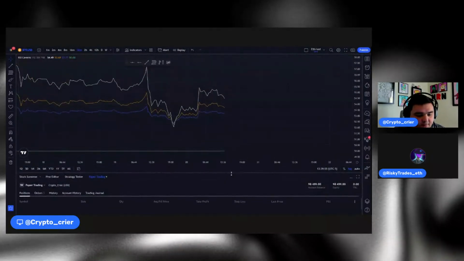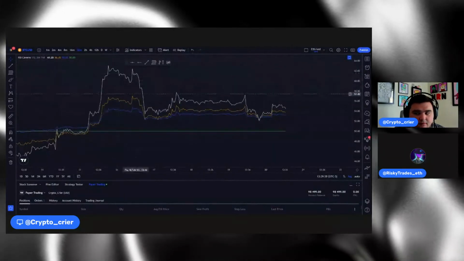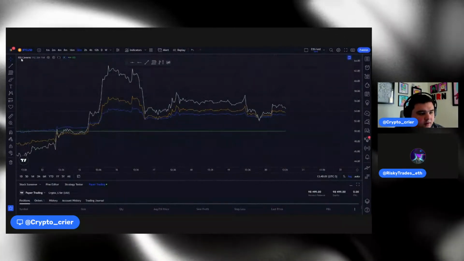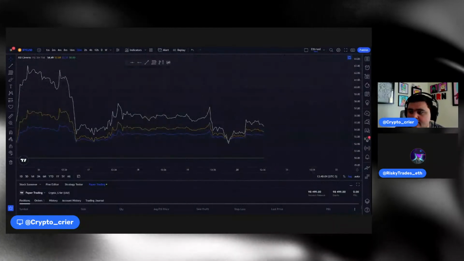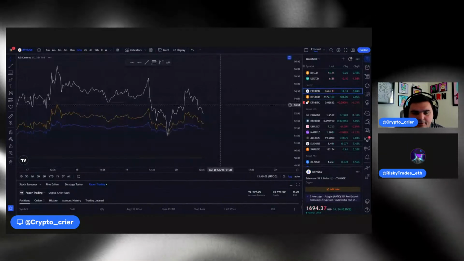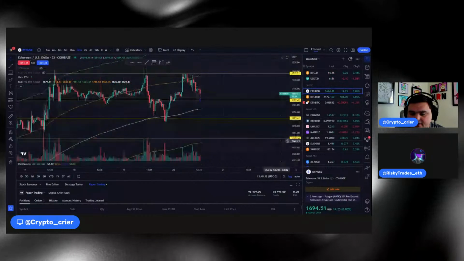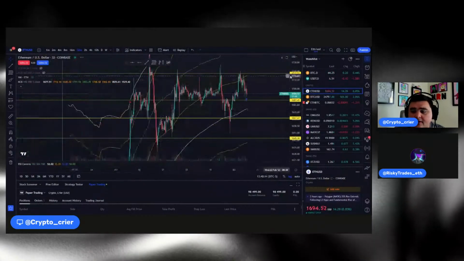We have our current chart. Why isn't it only showing? One second. Yeah, there we go. I meant to click the shrink, not the expand. All right, there we go.